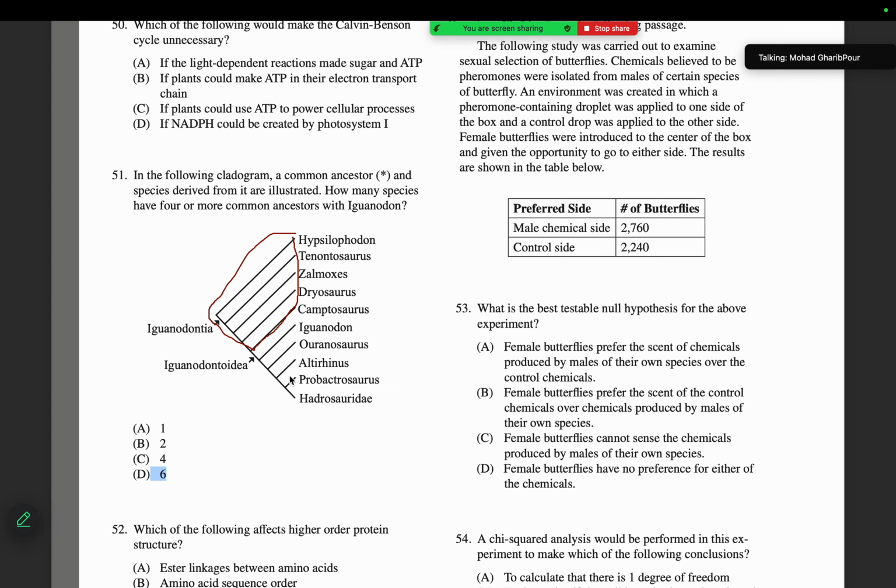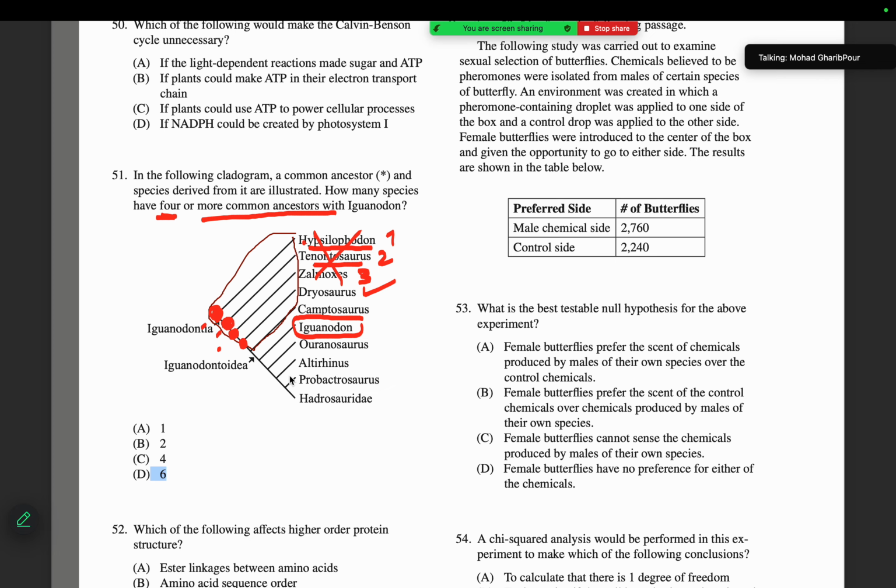So this one only has 1 common ancestor, which is this, with this species. So 1 common ancestor. This one has 1, 2 common ancestors. So 2. This one has 3 common ancestors. So all of these are out because we're looking for 4 or more common ancestors. So this one has 4. 1, 2, 3, 4.